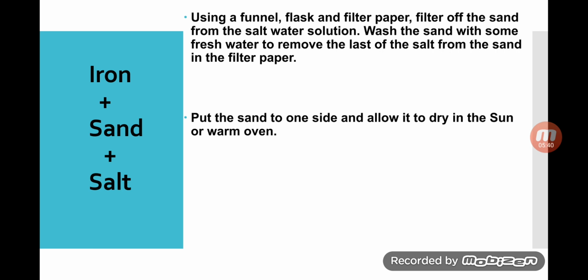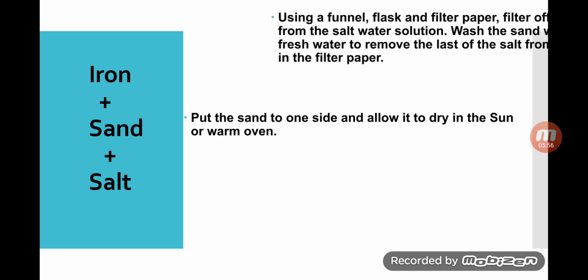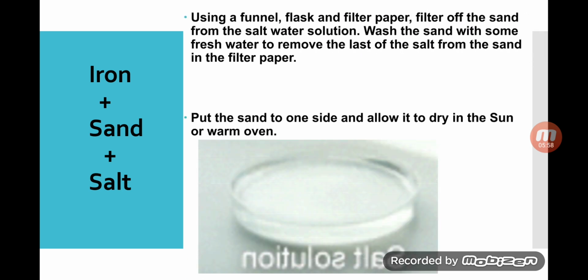In that filtration, we know that sand is insoluble in water, and it will be separated out, and you will get the solution of salt and water. You can see that is a solution of salt and water, and you can get the salt back by the evaporation process, which we have discussed earlier in the previous lecture.